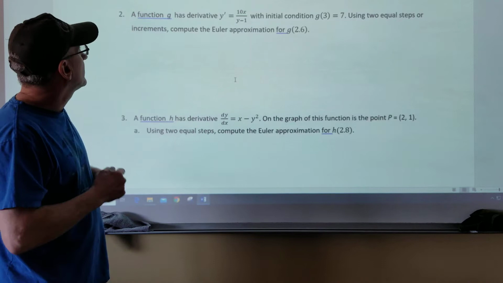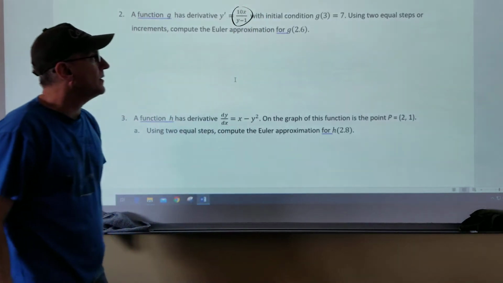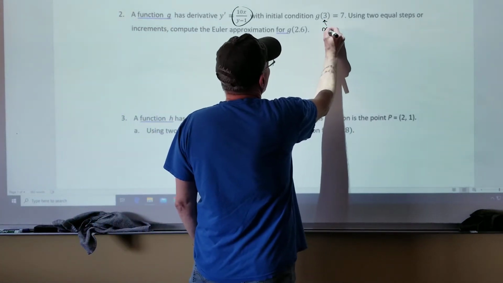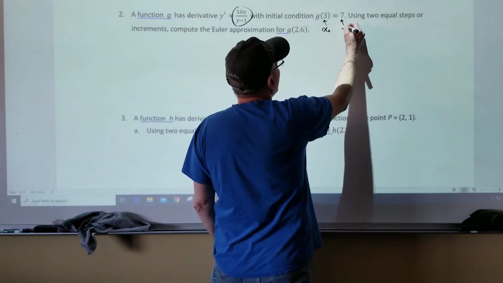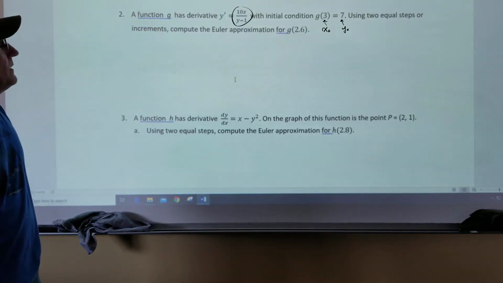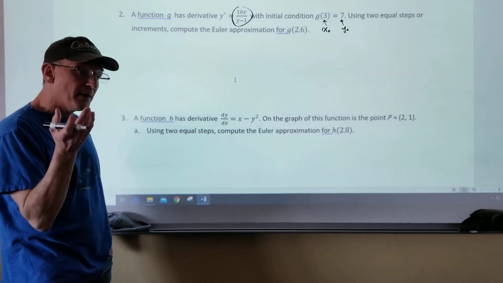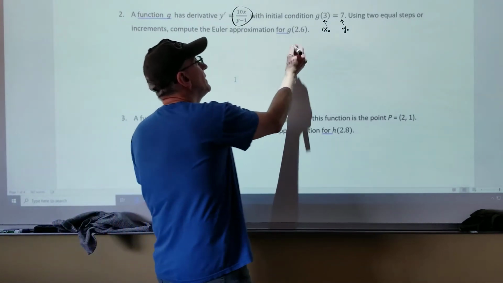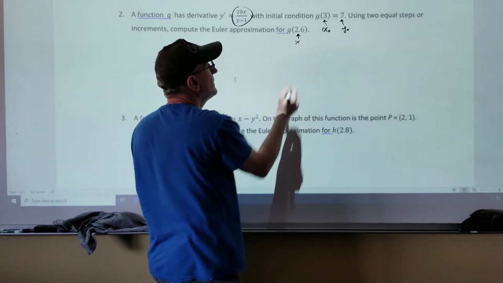All right, let's take a look at this one. This one's got a derivative of 10x over y minus 1. It's got an initial condition of a beginning x paired with an initial y. We'll use those to sort of prime the pump and get this table going. This problem does not tell us how the step delta x should look. But it does say that eventually you want to get to this x. That's like the final x that you want to get to.